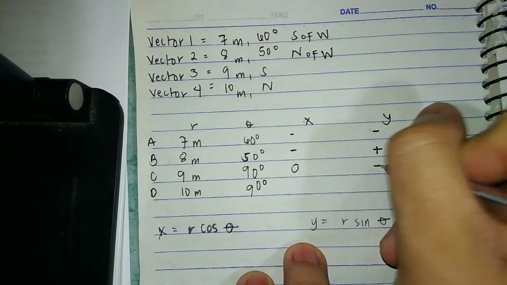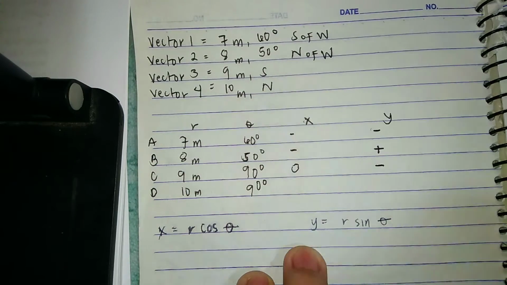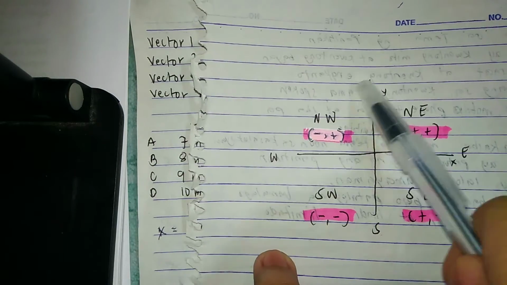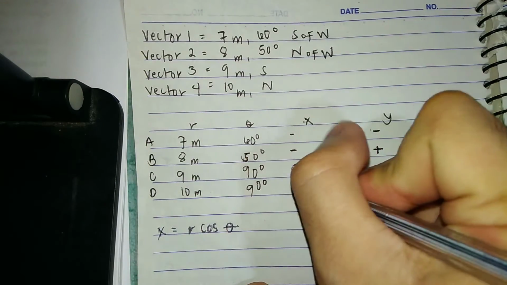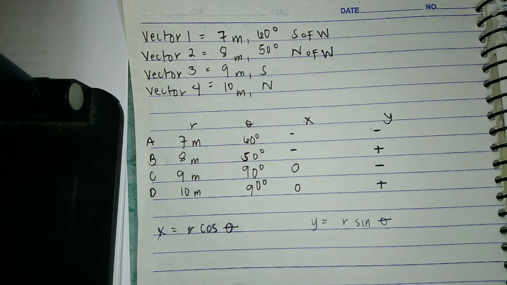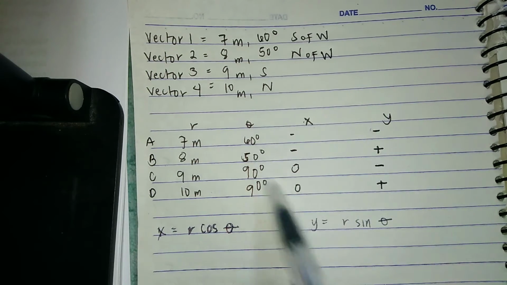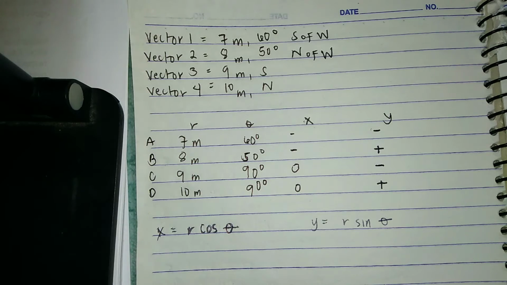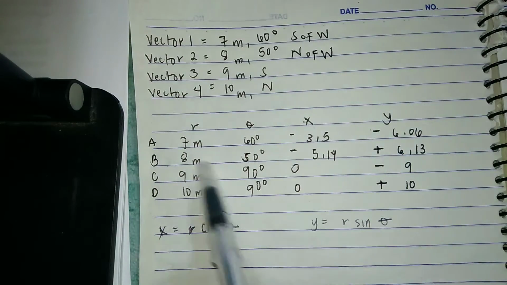For the vector number 4, since the north is in the y-axis too, the value of x on the vector will be 0. And since the north is located on the upper part of our Cartesian plane, the sign will be positive. Now, let's answer the value of each vector using the formula and our scientific calculator.